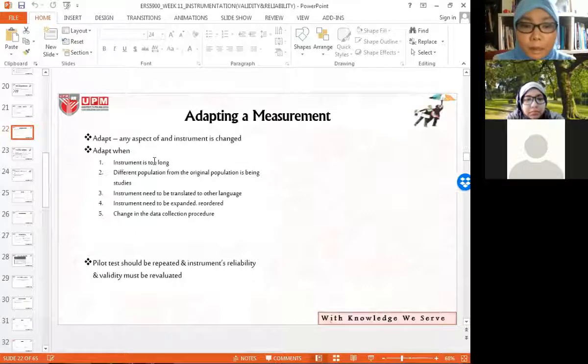Okay, and then when a different population from the original population is being studied. So meaning that if the original version has been tested among teachers, but currently in your study you want to test leadership among women managers, for example, you already adapt, the population is already different. So that's why we have to use the term adapt instead of adopt. Okay, so next one is when the instrument needs to be translated to another language.